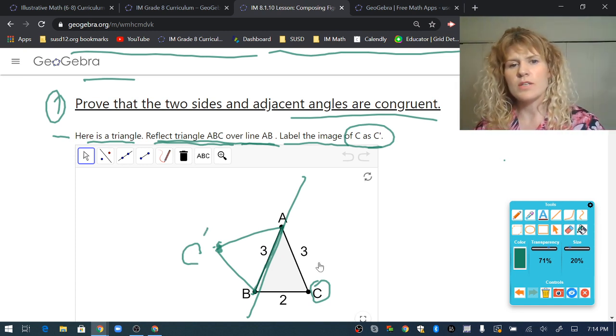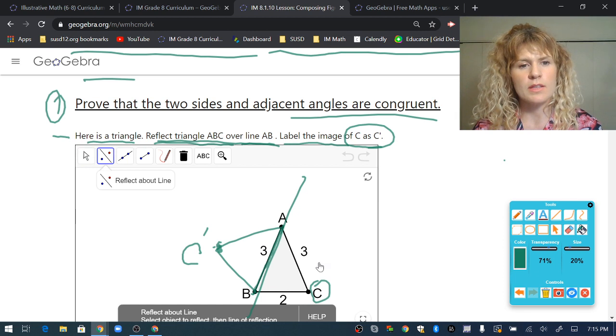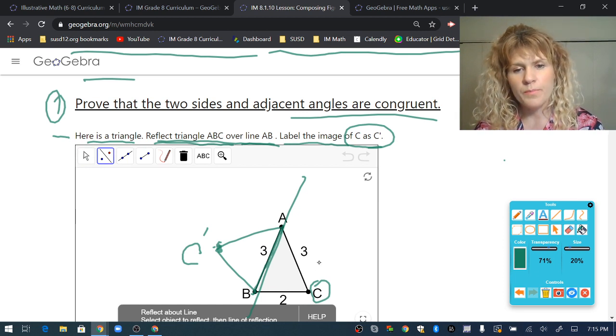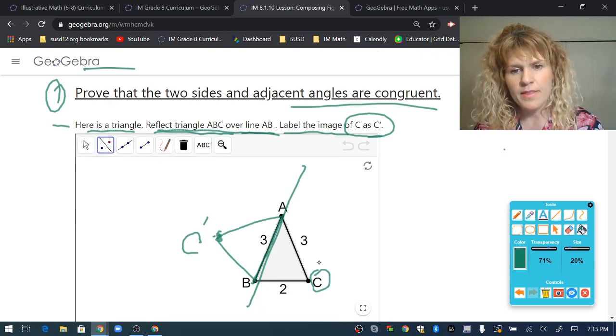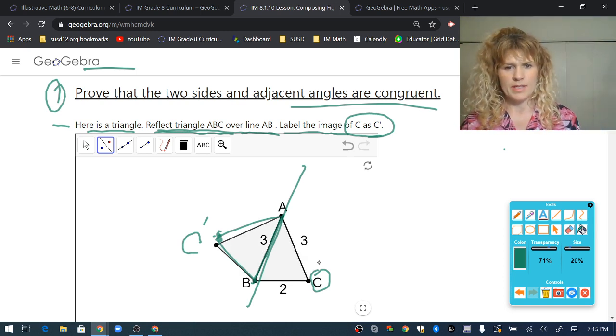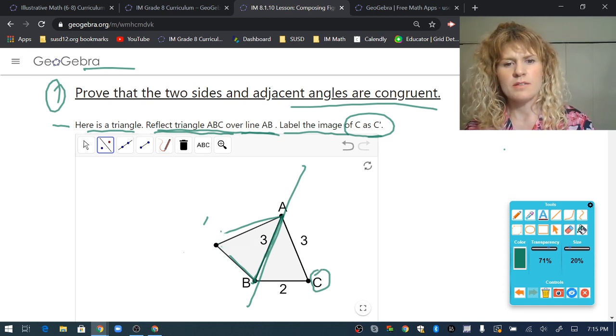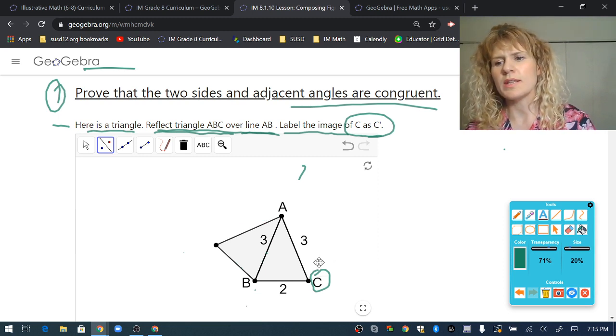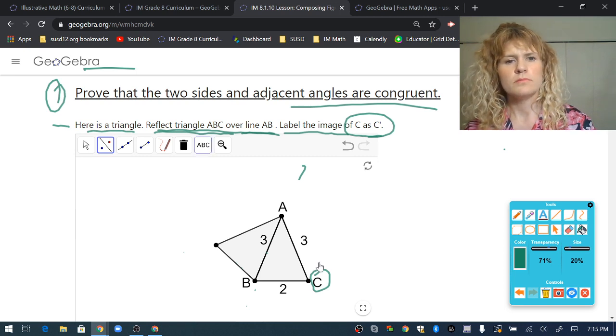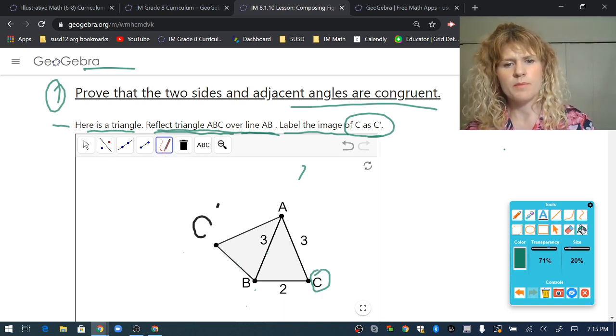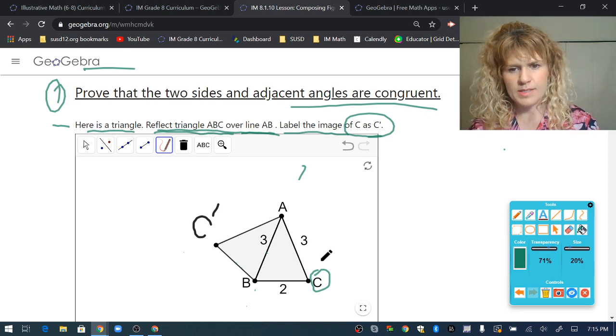Now let me try it using the Geogebra tools. Get the Reflect About Line tool, click on the triangle, and then carefully click the line. Ding! Okay, good. I got it. Let me erase my pen markings here. There we go. And then I'll use the Geogebra tool to label that. Label C prime. So C went over here to C prime.